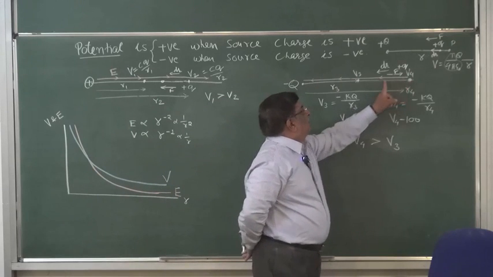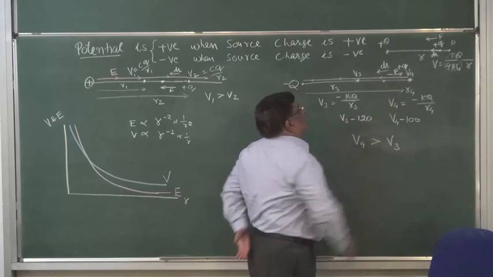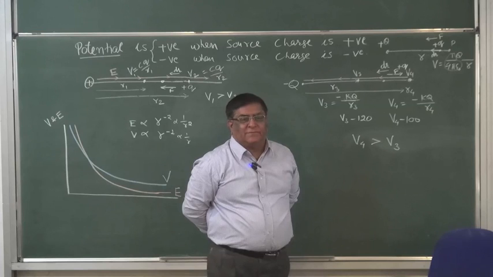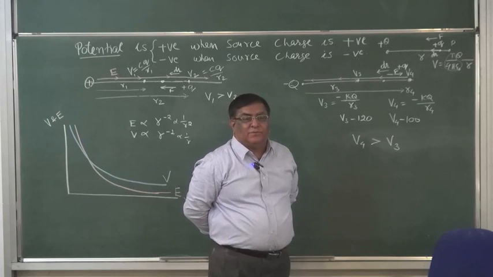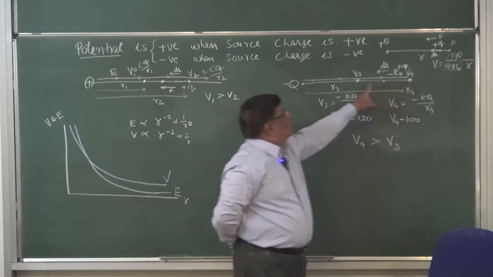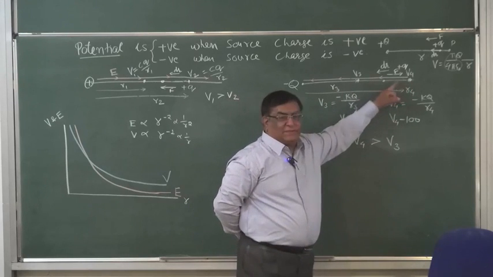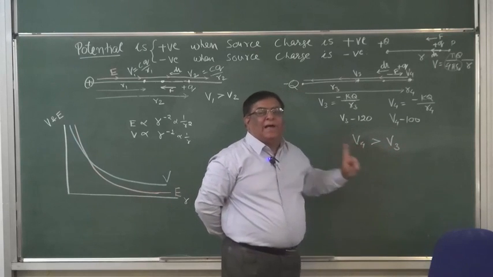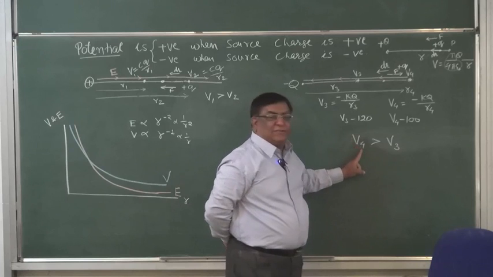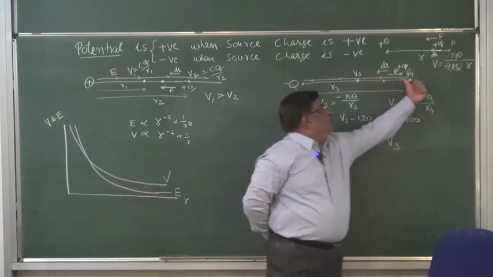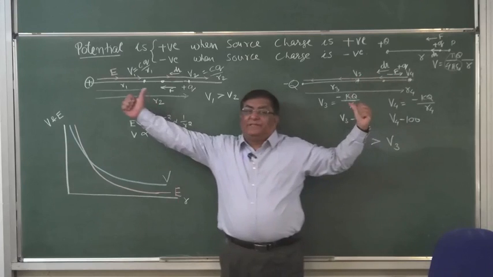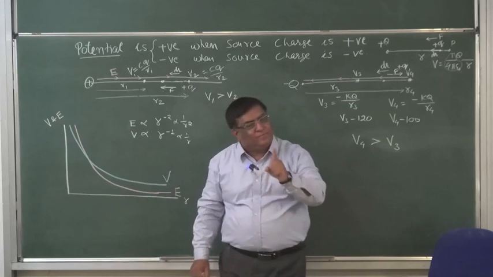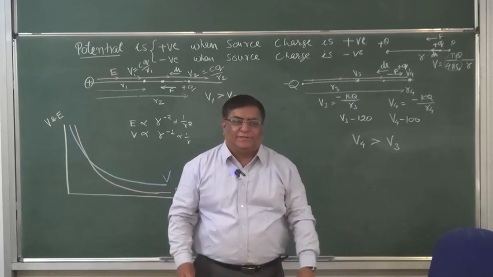If I leave the charge here, anywhere, here, what is the direction of force? Attraction or repulsion? Attraction. Where will it move? From V4 to V3. This will move like this. And what is V4? V4, higher or lower? Higher. So the charge moves from higher potential to lower potential, even if it is moving this way. Here it is moving this way. But what is the common rule? It moves from higher potential to lower potential.